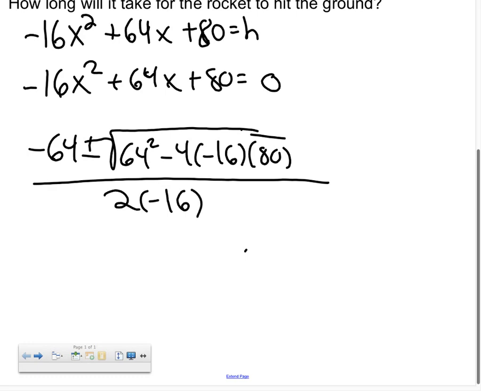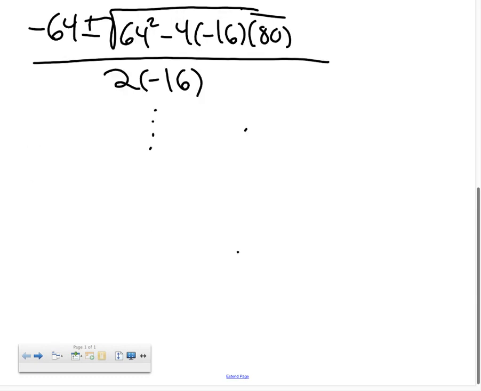Now, I'm not going to go through every step here because I'm confident in your ability to do some calculator work. Again, just work from the inside out. 4 times negative 16 times 80, then do 64 squared, then add or subtract them together depending on what's left, and go through that whole process there. So I'm going to put a few dots here, and that's just calculator work. And what you should end up with is two answers. You should end up with a -1 and a +5.